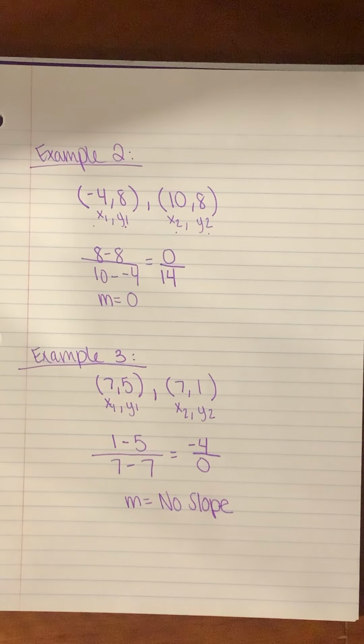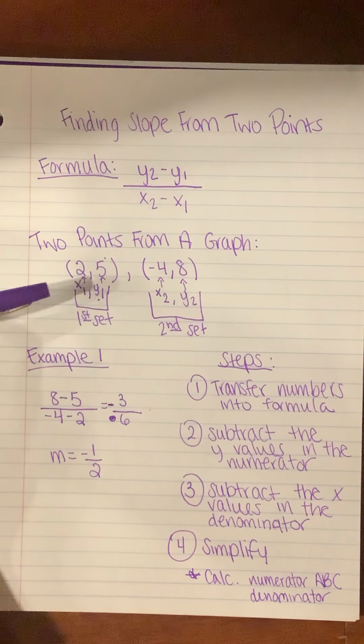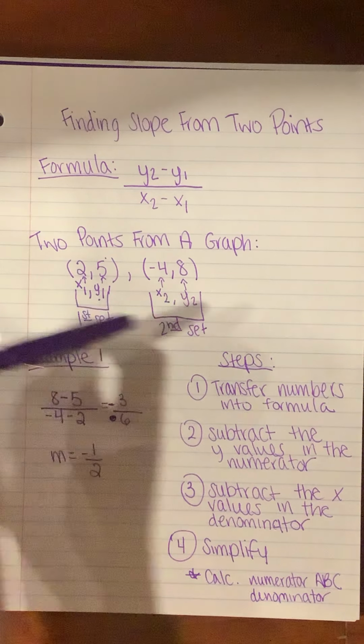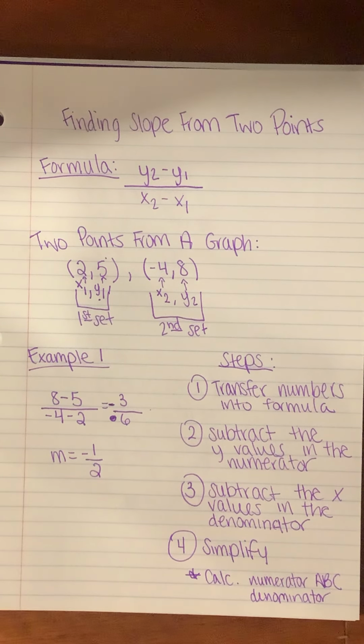All right, so you have 3 examples. Make sure, guys, every problem you do, you label where your x1, y1 is, your x2, y2 is, then follow these steps, transferring it into the formula and simplifying at the end. Hopefully, now that you have some notes, go ahead and check your grid and go ahead and complete the finding slope from 2 points assignment.